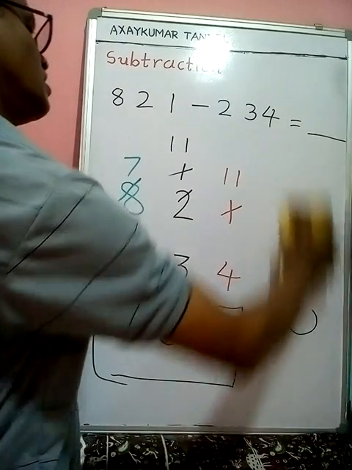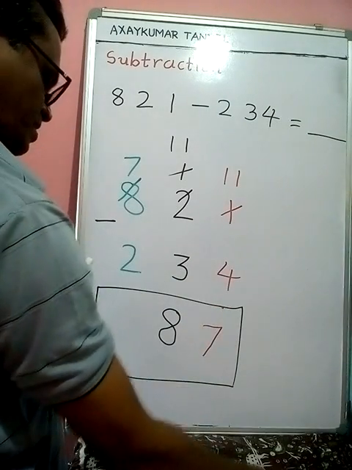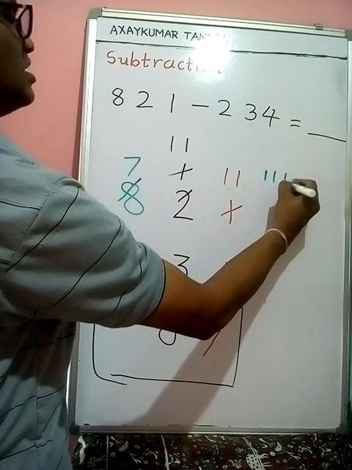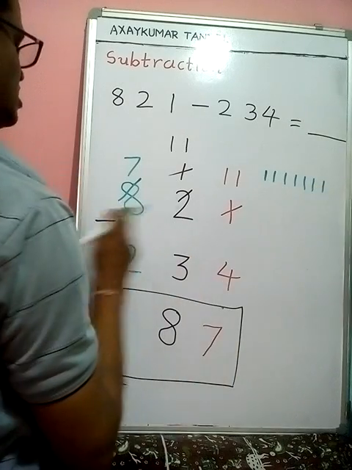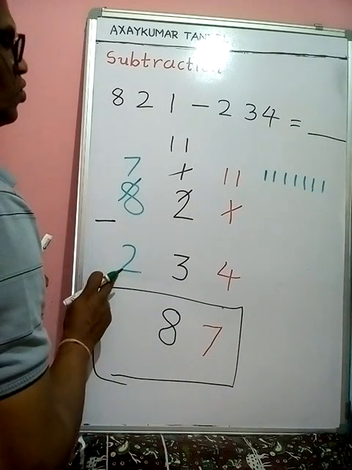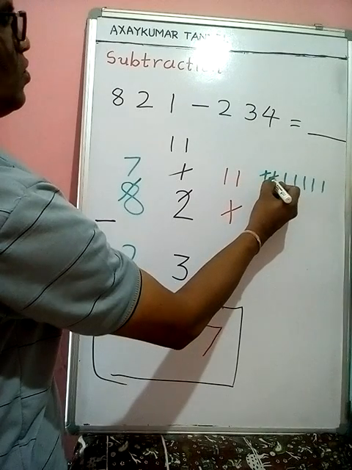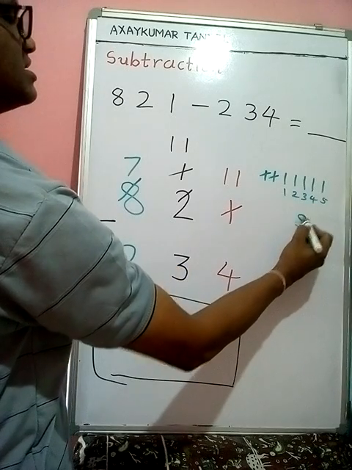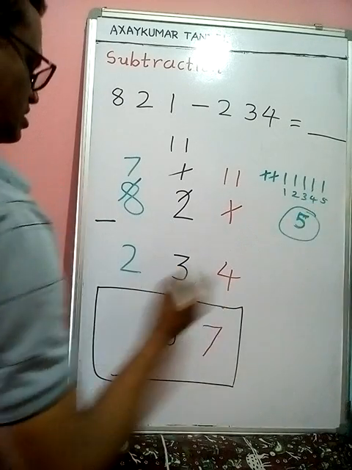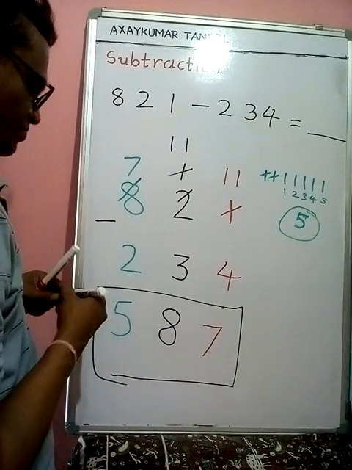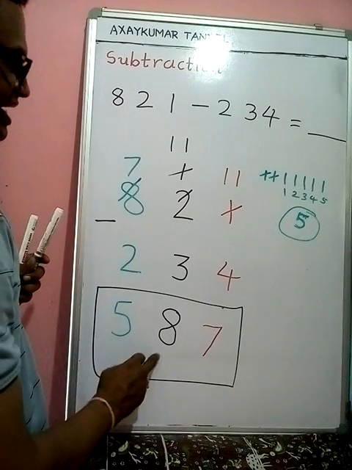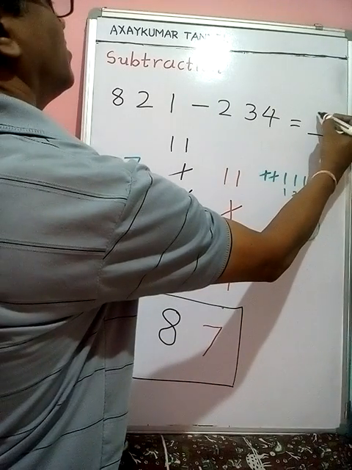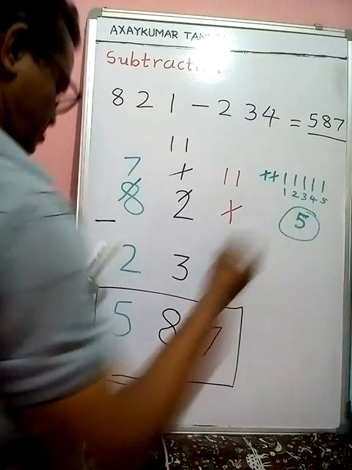Now we subtract hundreds column. How many hundreds? Here is 700. 1, 2, 3, 4, 5, 6, 7. Cutting. How many cut? 2. 1, 2. How many saving? 1, 2, 3, 4, 5. How many saving? 5. Okay. Hundreds subtraction is 5. Our answer is 587. Okay. What is our answer? 587.